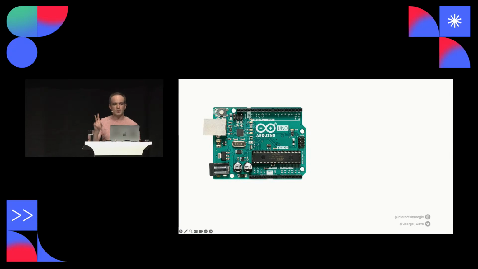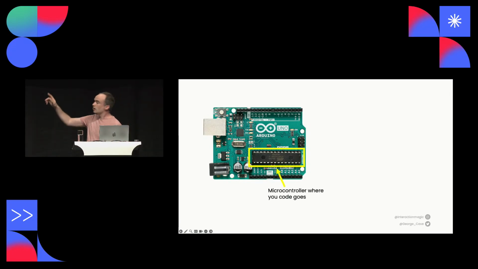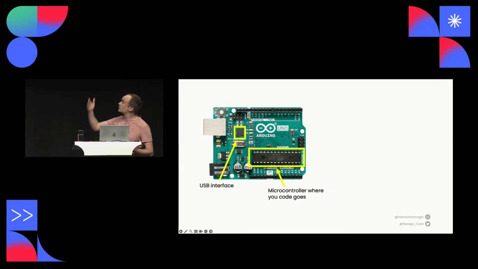And on a normal Arduino, you have two main chips. You have this one here, which is the microcontroller where your code goes. And then you have this one, which is this USB to serial converter, the interface for the Arduino to the computer. And it means that no matter what code you write on this device, this Arduino will always present itself as an Arduino device to the computer when you plug it in.